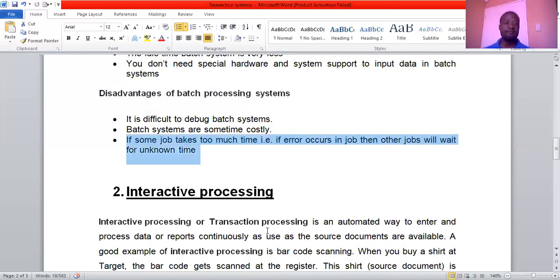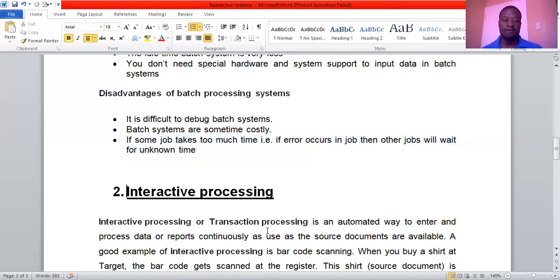The next disadvantage is if some jobs take too much time. For instance, if an error occurs in a job, then other jobs will wait for an unknown time. If the first job being processed has some errors, it also delays the other jobs that were standing in line, and with unknown time, it disturbs the whole processing process, because they have to wait for an unknown time, not knowing how long they should wait in the queue to be processed. So that's actually one of the disadvantages.